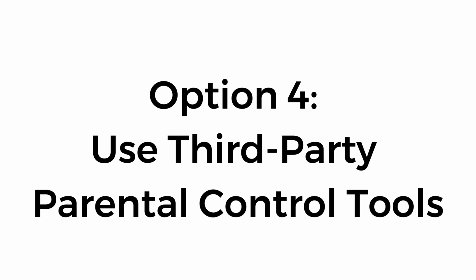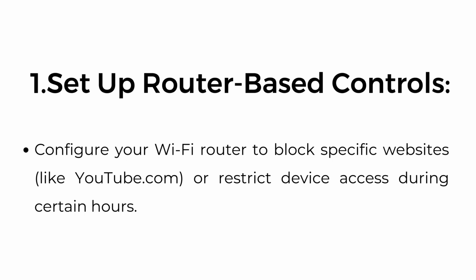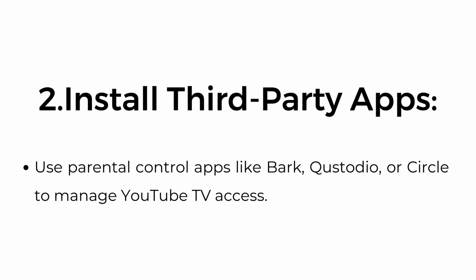Option 4. Use third-party parental control tools. Set up router-based controls. Configure your Wi-Fi router to block specific websites like youtube.com or restrict device access during certain hours. Install third-party apps. Use parental control apps like Bark, Qustodio, or Circle to manage YouTube TV access.